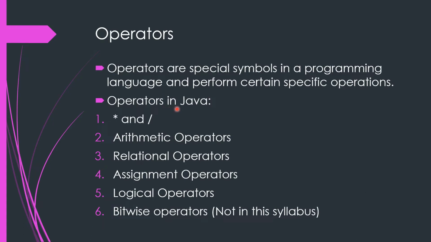Operators in Java are of six types, as given in your book. First is asterisk and slash, and we have already discussed their use. So we will be studying arithmetic, relational, assignment and logical operators. Bitwise operators are also in Java, but they are not in this syllabus. So we will be discussing only these four.